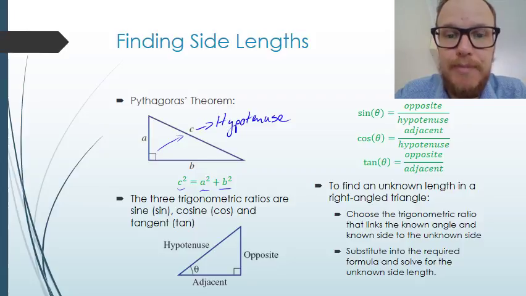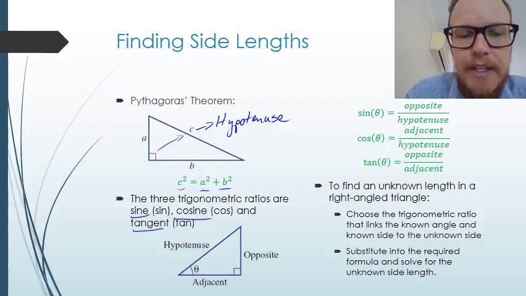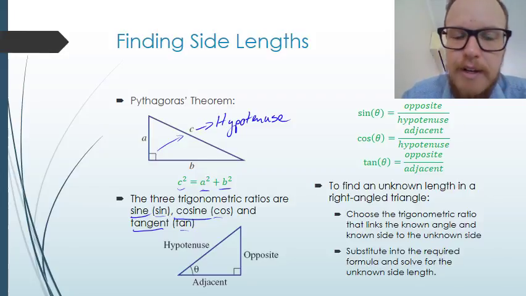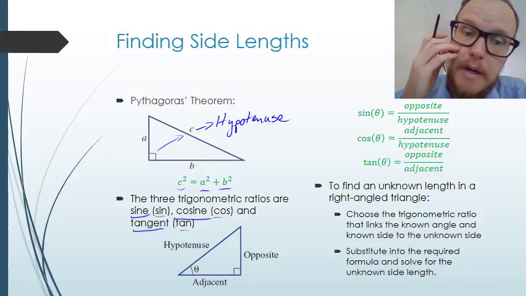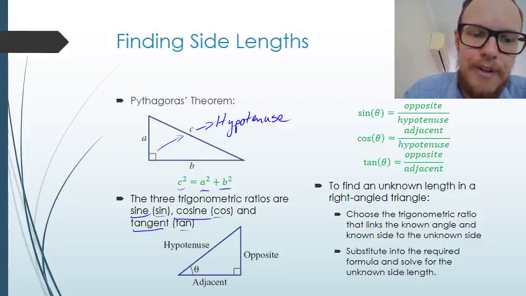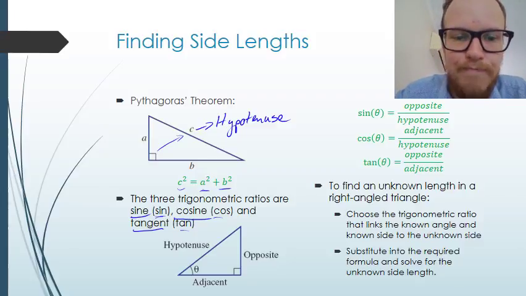The three trigonometric ratios are sine, cosine, and tangent, and they're given these abbreviations, but we still say sine, cosine, and tangent when we're using them. Even if you are shortening them, most people would say sine, cos, and tan, even though it's spelt sin. Most people still say sine.